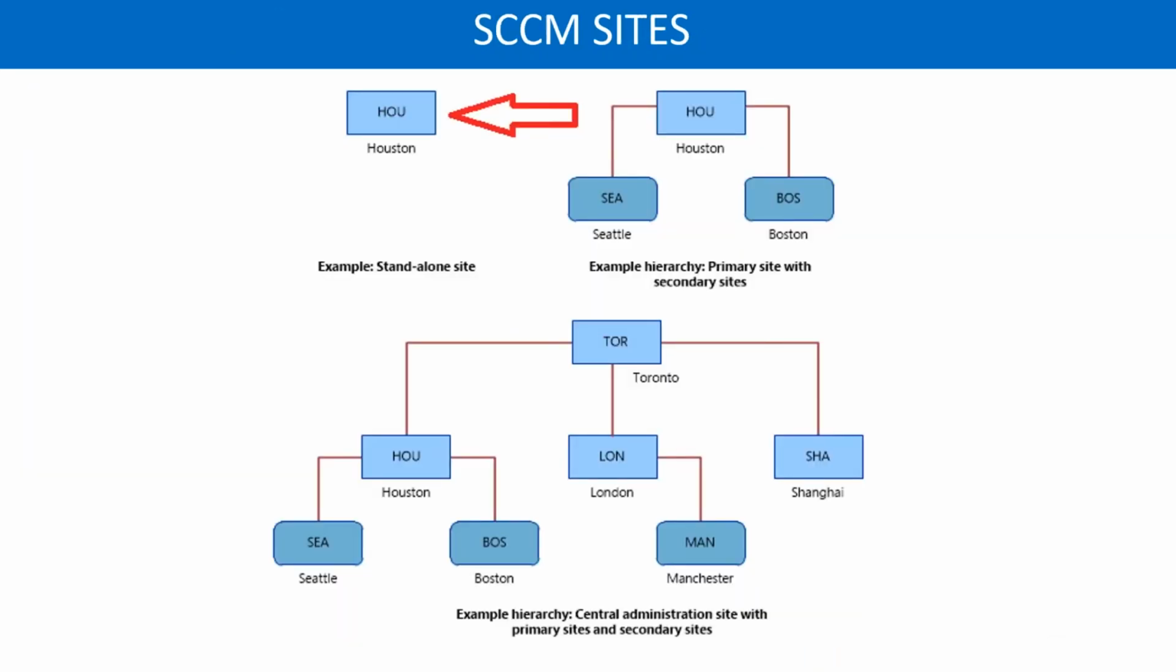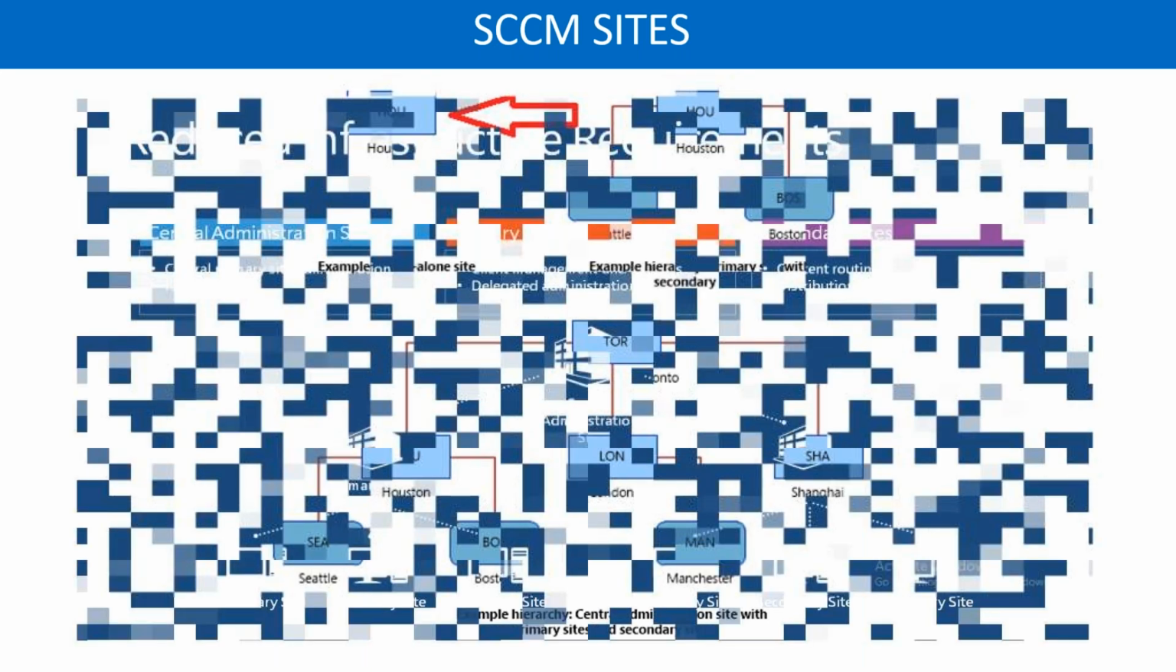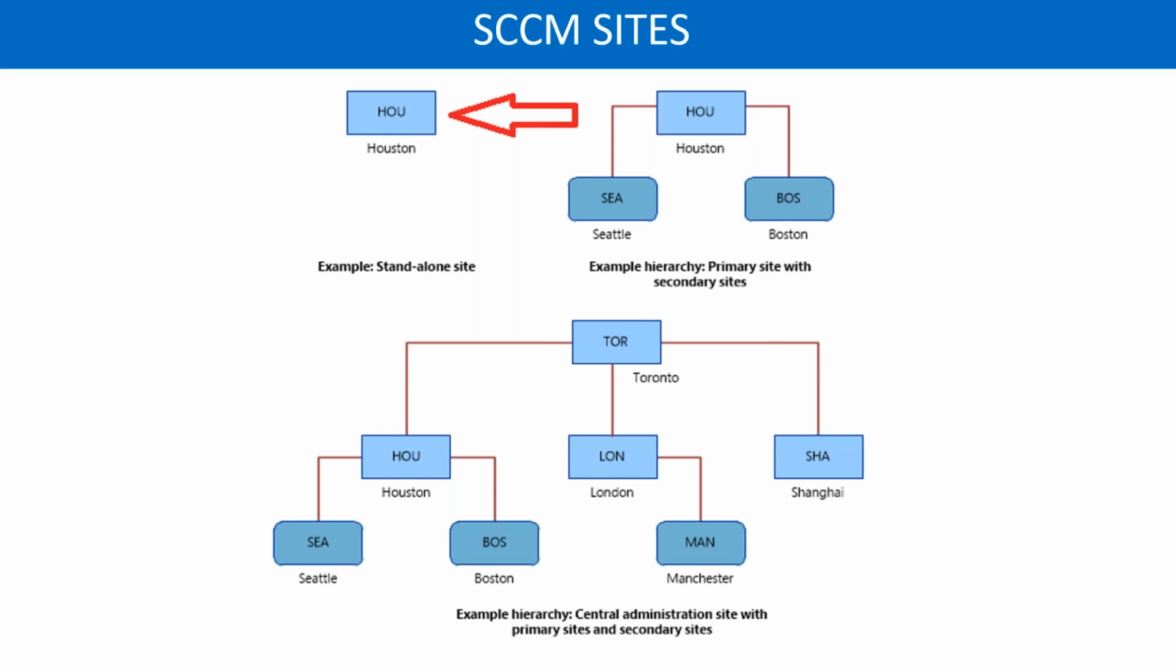These are the 3 architecture diagrams for SCCM implementation. You see there are 3 pictures in this diagram. The first one is the standalone site. If you do not have branch offices and just have one headquarters, then you go with the standalone primary site server. The second picture shows when you have branch offices: primary site plus secondary site.